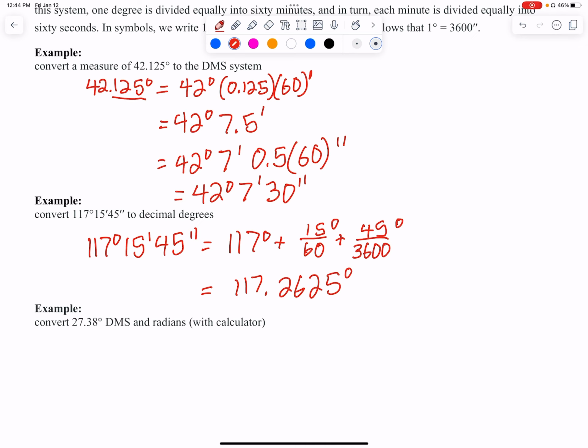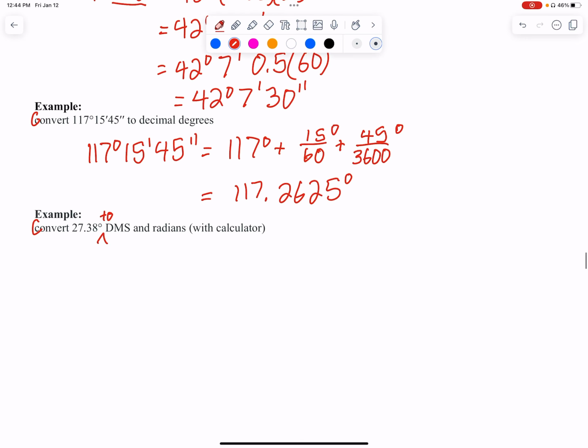Okay, convert that to DMS, or to DMS. I think I wrote this badly. Oof, these are bad notes. Convert that to DMS and radians. That's what they're wanting us to do. So we'll do the DMS part first.